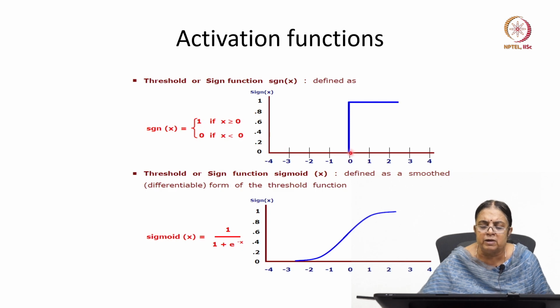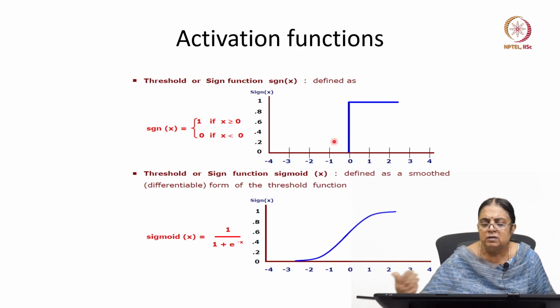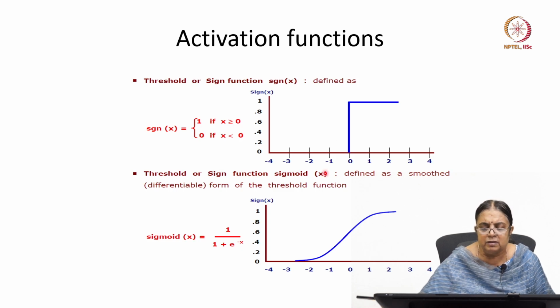So the output you have is only 0 or 1. Whatever may be your sigma, the aggregate that you have, the output of your neuron will be just 0 or 1. The second one is what is called the sigmoid function.